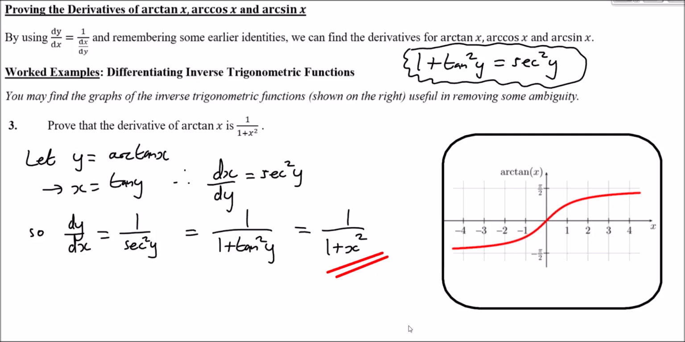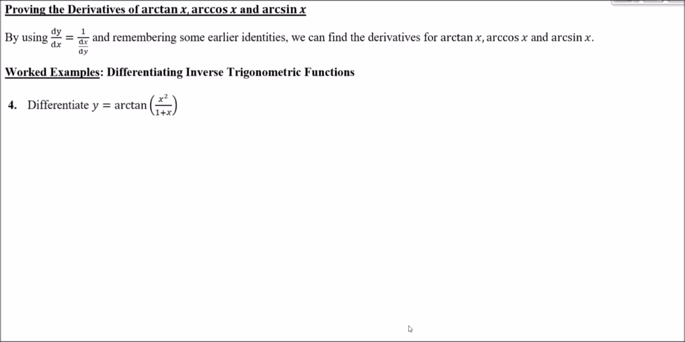Let's now take it up a notch and try and differentiate something a bit meatier. So this, if you like, is quite the extension question if you want to have a go at it. Question 4, let's differentiate y equals arctan of x squared over 1 plus x. So this is a mixture. Essentially, we're going to use the result from before and then the chain rule embedded in.